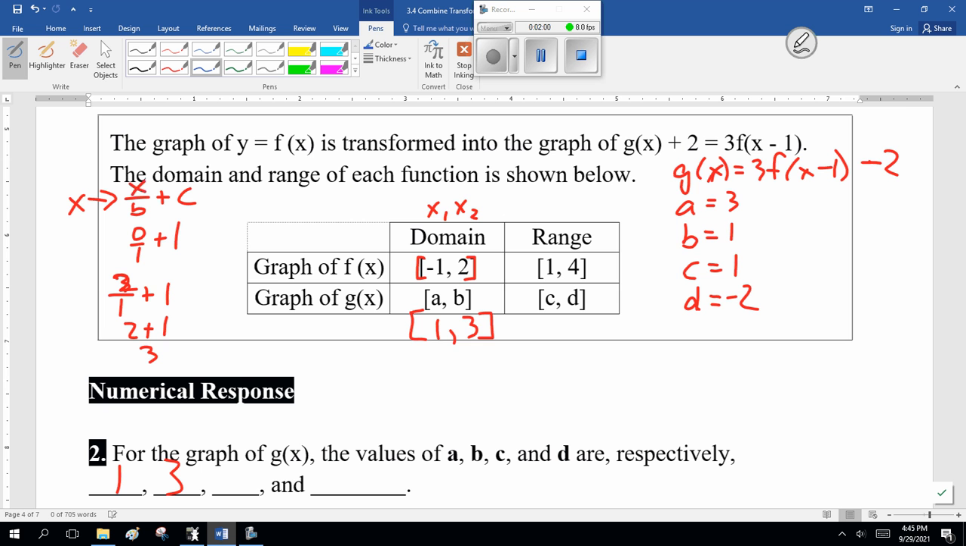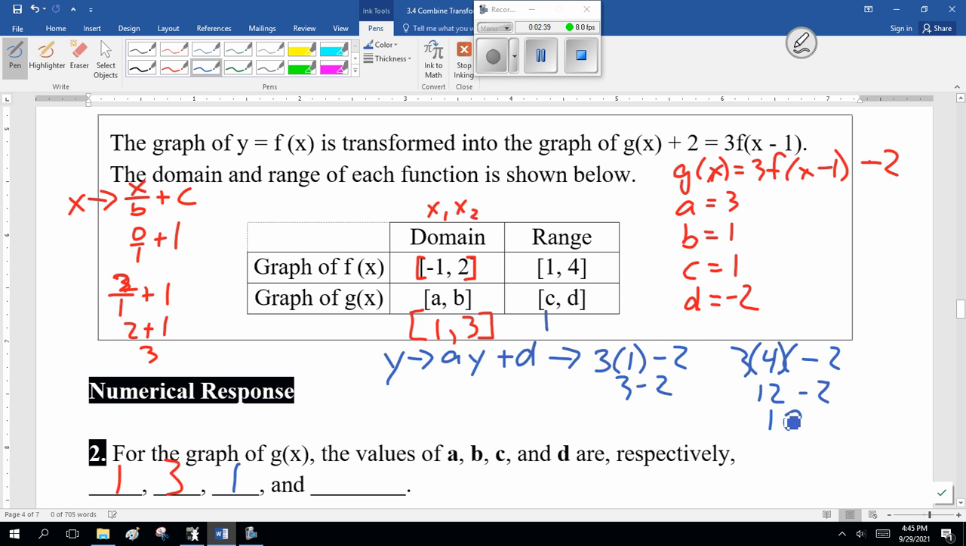So many people think, oh, that must be x and y. No. So y goes to ay plus d. In this case, 3 times 1 minus 2, 3 minus 2, which is 1. Okay. I brought that in the wrong spot. Come on, you can do it. So y goes to ay plus d. Now the other y value is 4. So 3 times 4, minus 2. That's 12 minus 2, or 10.